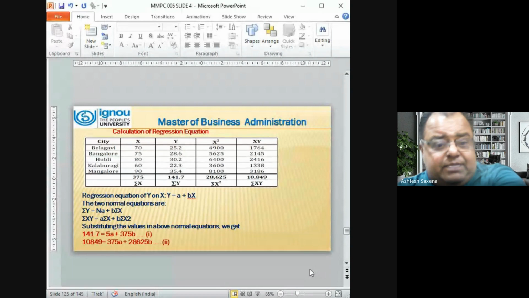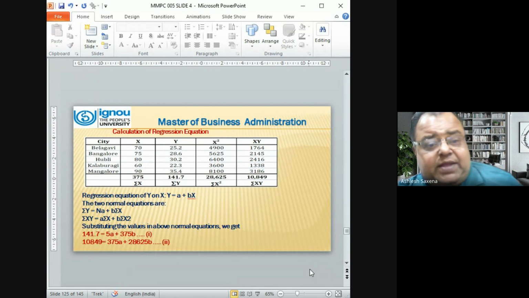Now we will be picking up this data. We have x and y, you square x and multiply x and y, because we have to calculate the values of a and b first, and then we will move to y is equal to a plus bx. This is what we are supposed to do. To find the values of a and b, we use the least square method: summation y is equal to na plus b summation x, and the second one, summation xy is equal to a summation x plus b summation x squared.